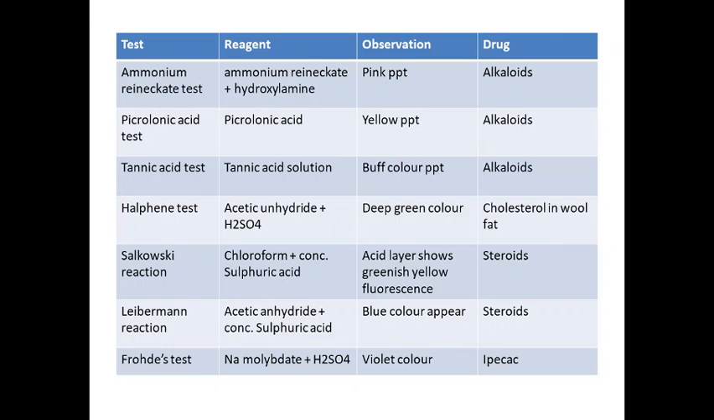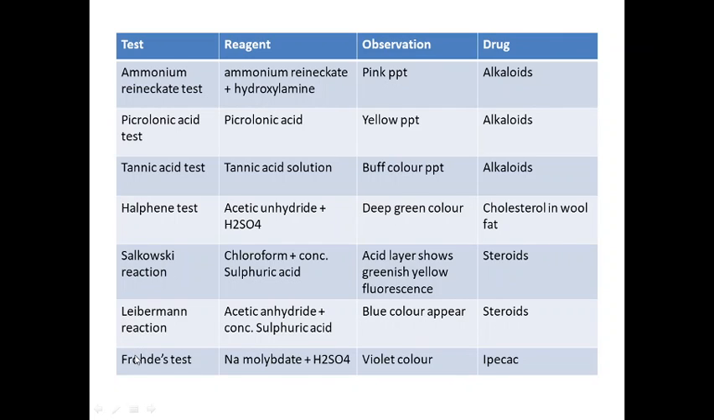Just see the tests for the identification of steroids. First is the Salkowski test, which uses chloroform and concentrated sulfuric acid as reagents, and in presence of steroids, the acid layer shows the greenish yellow fluorescence that indicates the presence of steroids. The second test is the Liebermann reaction. It uses acetic anhydride and concentrated sulfuric acid, and the steroid shows the blue color. So the steroids are identified using two tests, that is Salkowski reaction and Liebermann reaction.